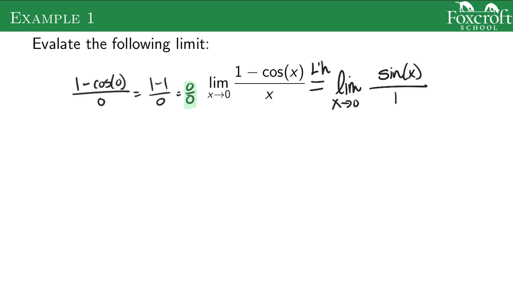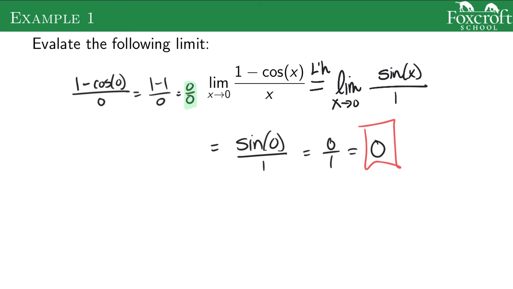Now I did L'Hopital's rule. I try to plug in 0 again, and I get sine of 0 over 1. Sine of 0 is 0, but 0 over 1 is actually fine. That is just 0, so that's my final answer for this limit. This is the way L'Hopital's rule works. If you're doing a limit and you get 0 over 0, then you take derivatives.